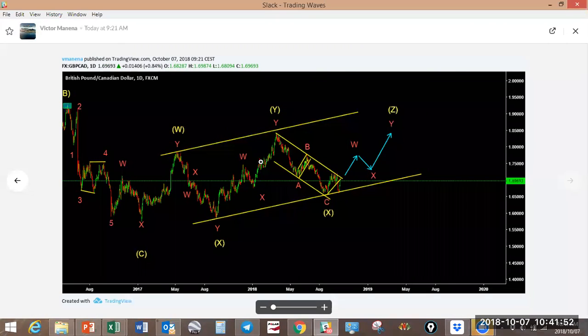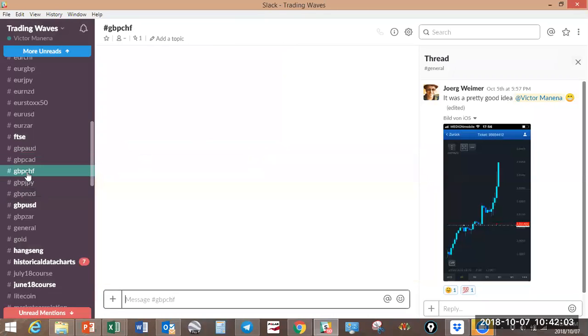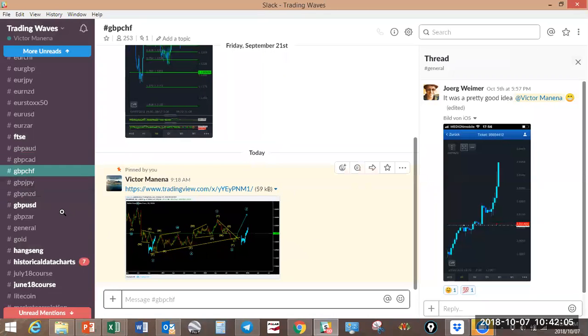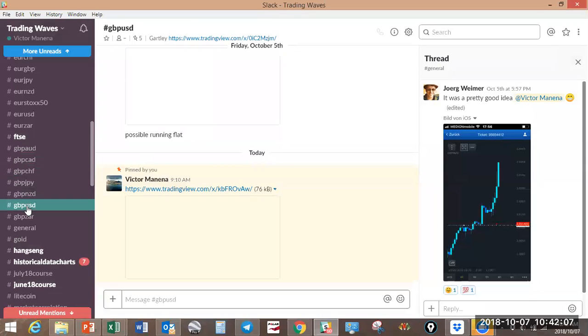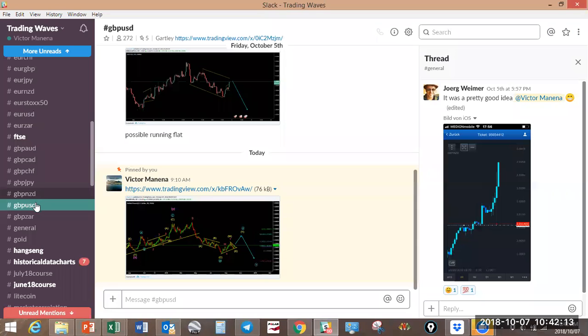That means if you are in the group and you're still struggling with the wave theory, you still have an advantage to just have a look at how we do the wave count on all the pairs that we look at. You see pound Swiss, it is all in there, pound US dollar, all the pairs that we analyze are all set up there in our channel. So that is the advantage of being in the premium group.